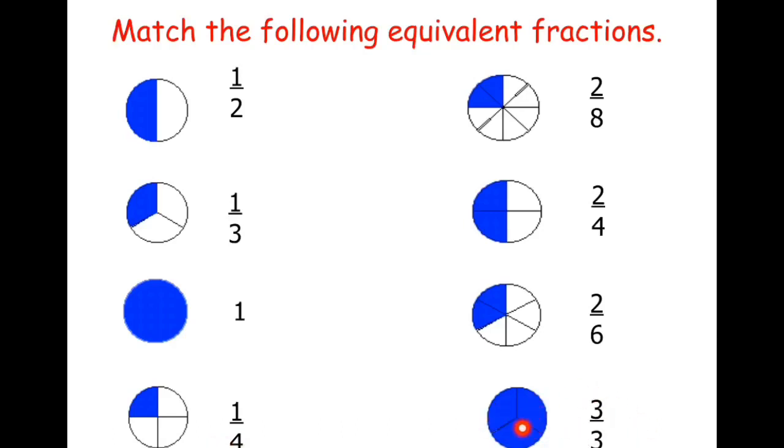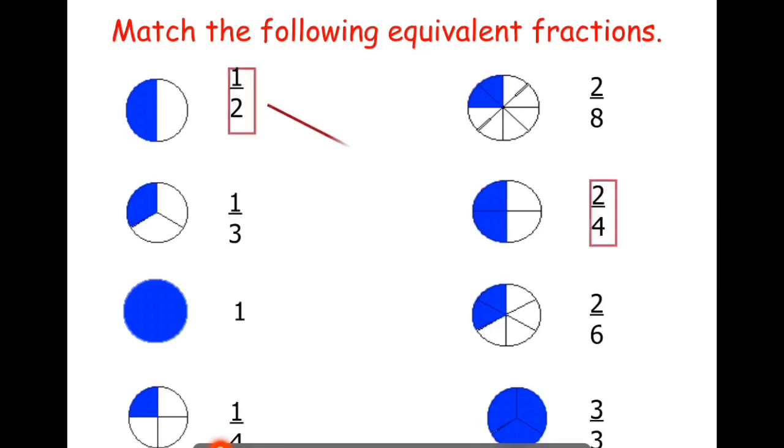Complete. All the three parts are shaded. Total number of parts are 3. Total number of parts shaded are 3. So this is your 3 upon 3. Now simply what you have to do? You have to match it.